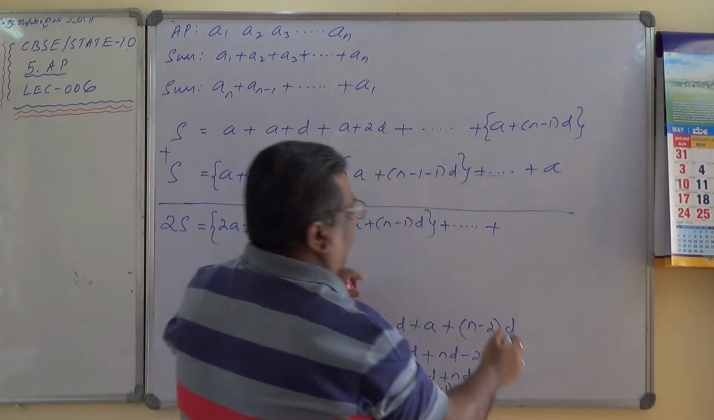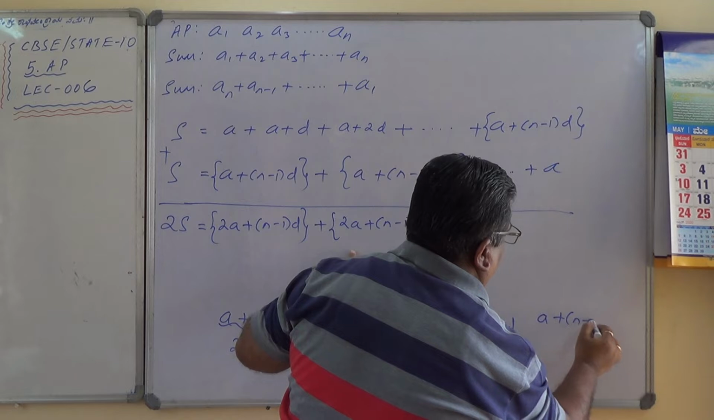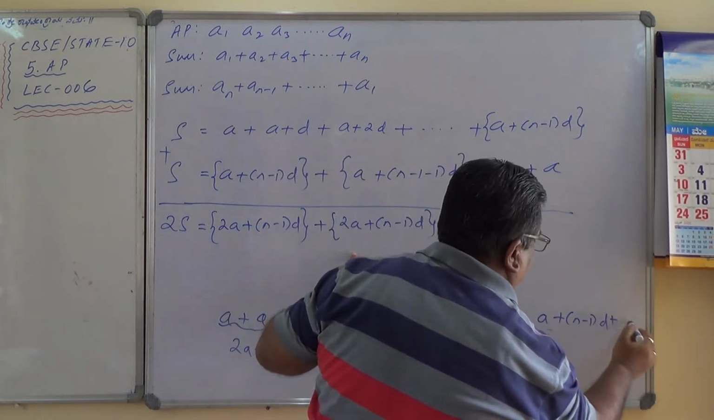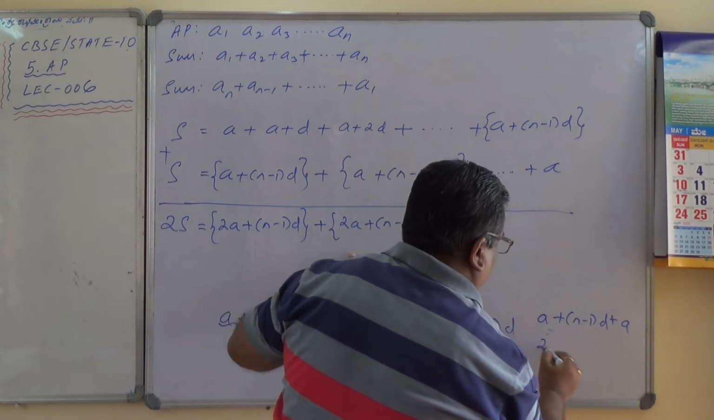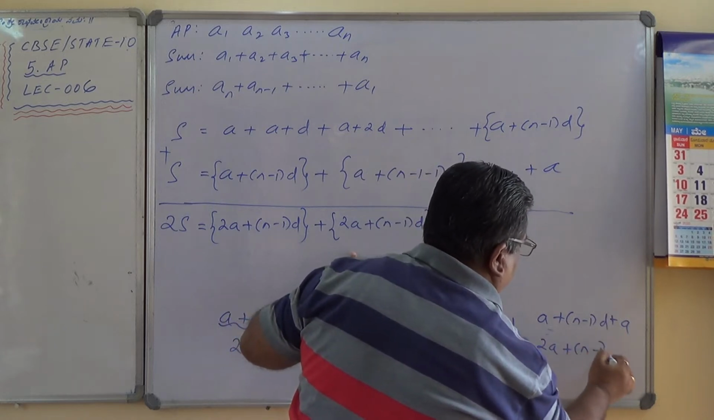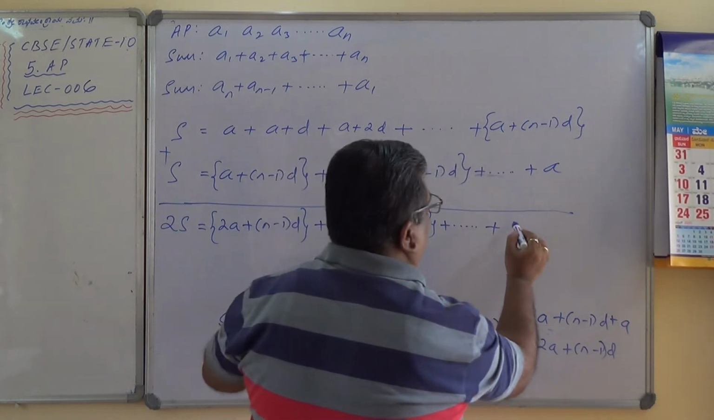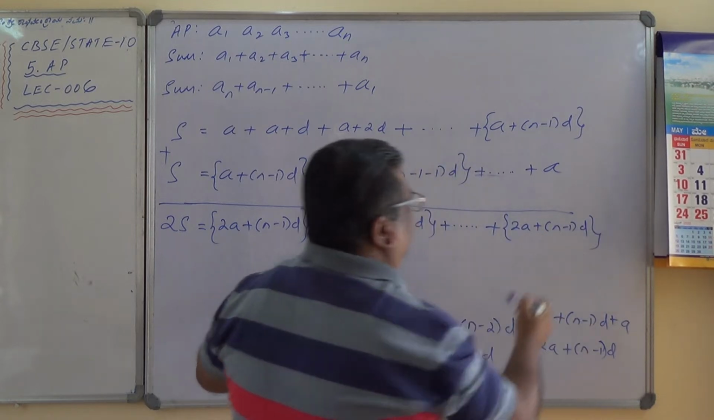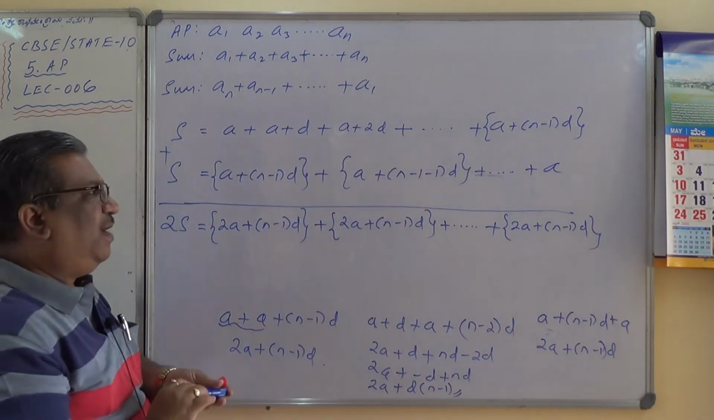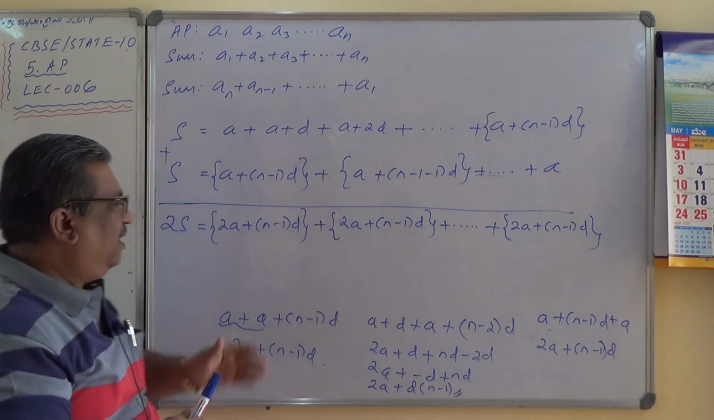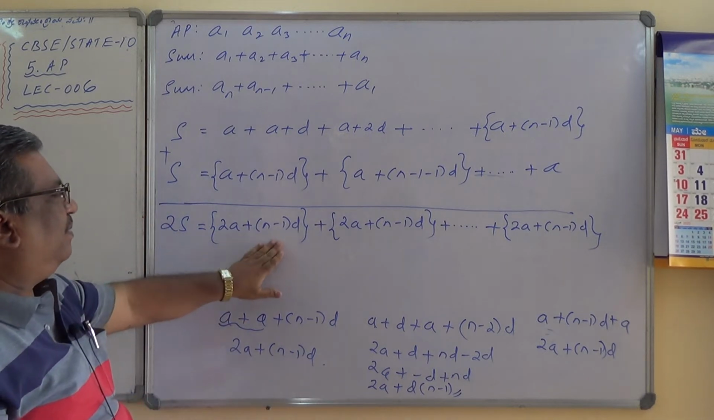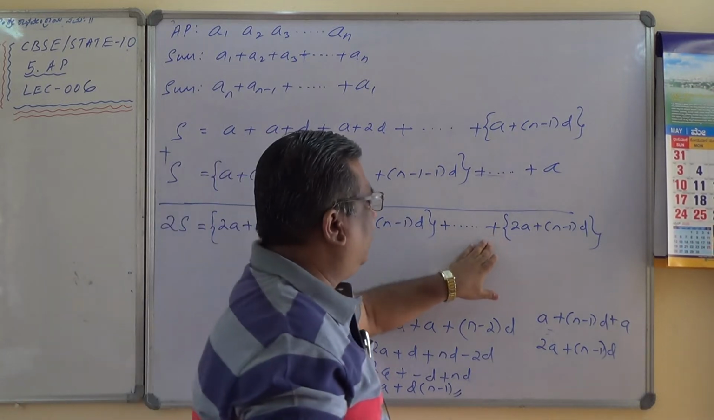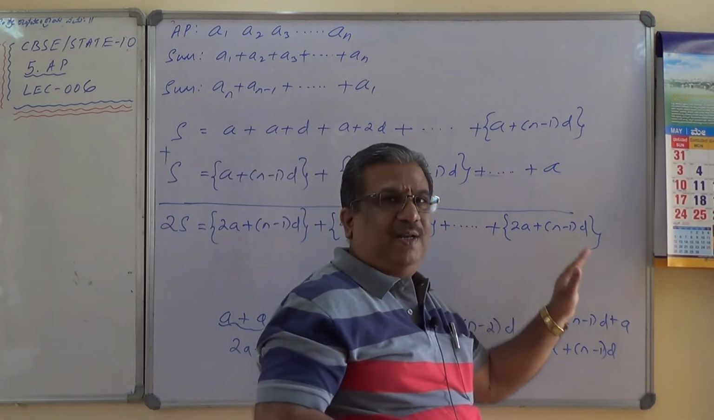What is the last term here? It is a plus n minus 1 into d, plus a here. So a plus a is 2a plus n minus 1 into d. So the last term is 2a plus n minus 1 into d. Very interestingly, the way we found 101 there, here we are finding 2a plus n minus 1 into d, plus 2a plus n minus 1 into d, and finally the last term also the same.